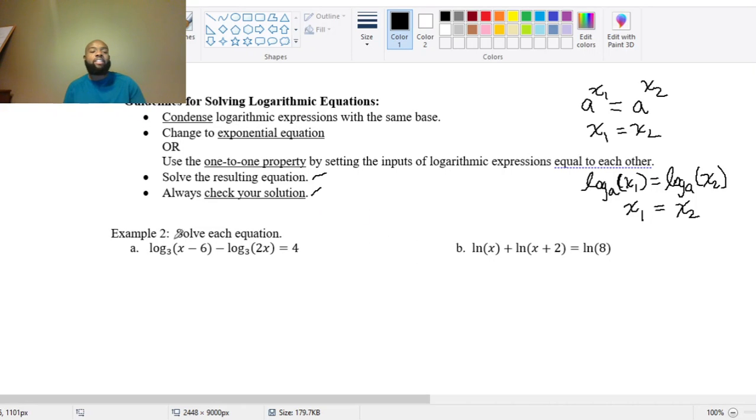And so I have log at base 3 of x minus 1 minus the log at base 3 of 2x equals 4. Now notice here I have logarithms with the same base. I'm going to write it as one single logarithm. And when there's a subtraction, we can use the quotient rule for logarithms.